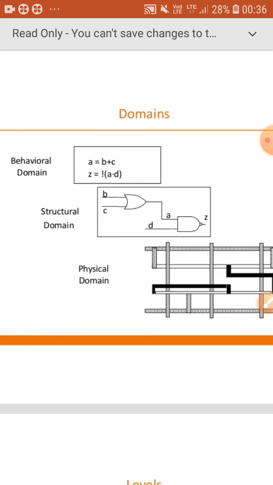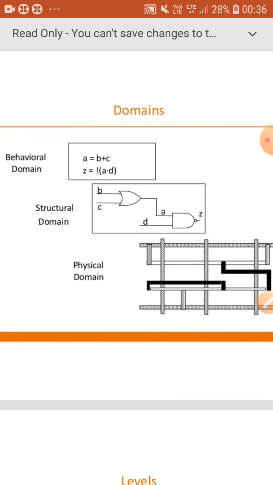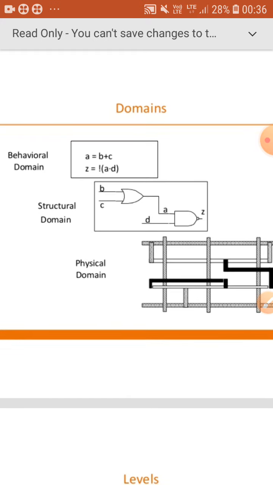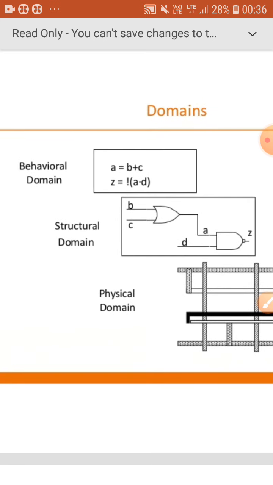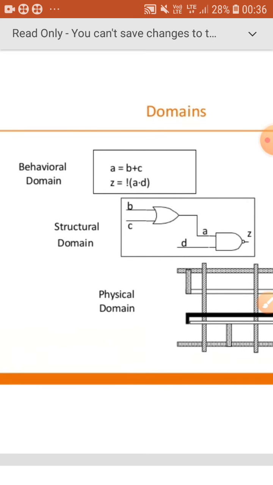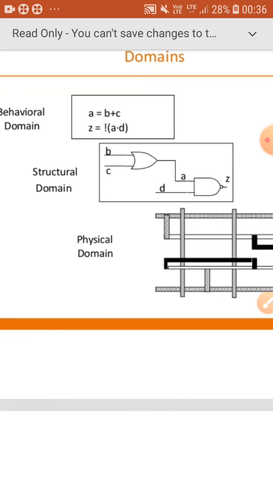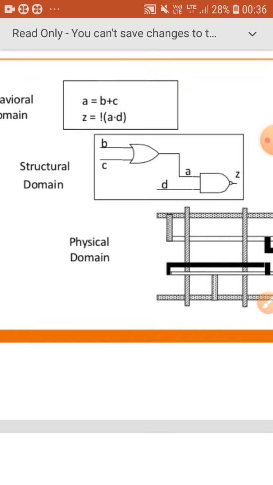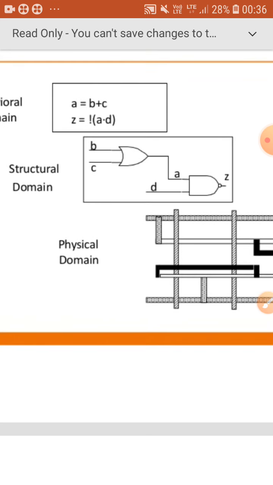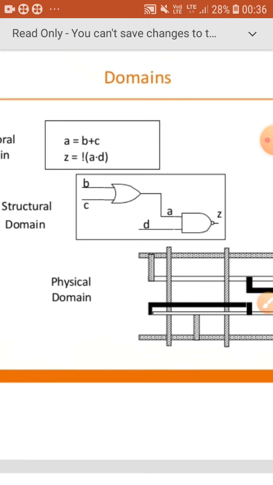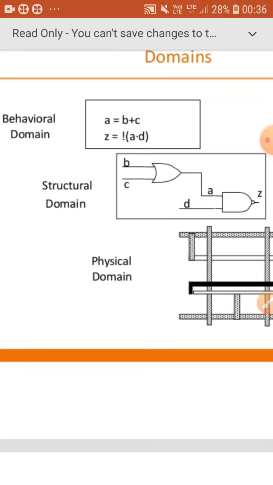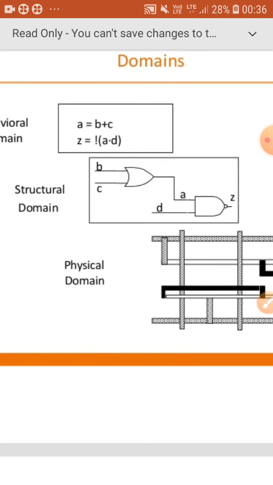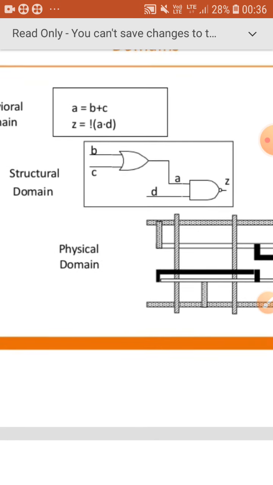So here you see the behavioral domain. We are just defining the behavior of the circuit or design. An example for the behavioral domain is A = B + C, B and C, B or C, like that. Structural means the structure of the design. So we have AND gate, OR gate, NAND gate. First one is behavior, where we define the behavior of the circuit, A and B or A or B, like that, in the form of logical equations.